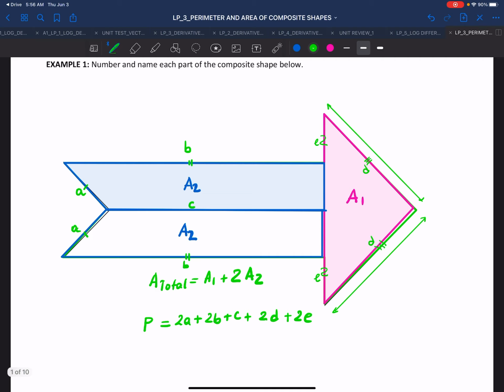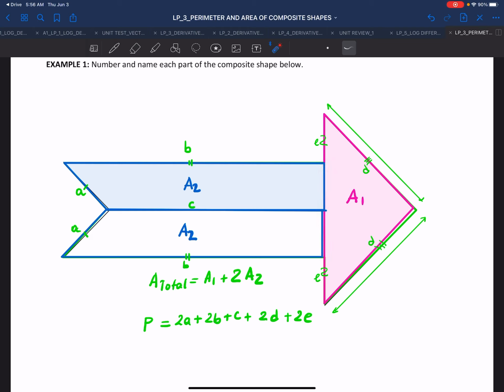And if you want to find the perimeter and you had the numerical values, then you could substitute and find the actual value of the perimeter. Now, I know you're probably wondering about this side. This is not part of the perimeter. And this is what we're going to do right now.